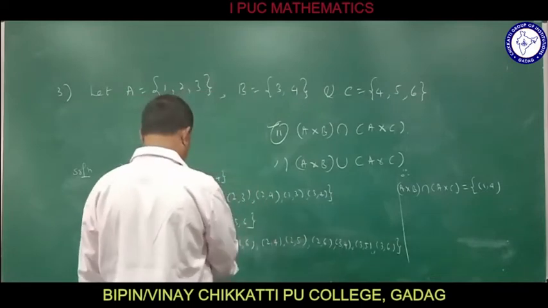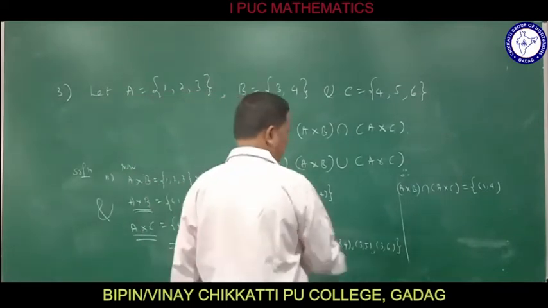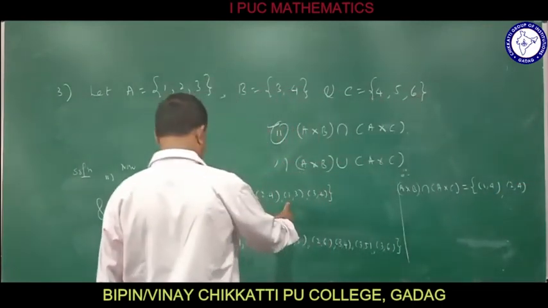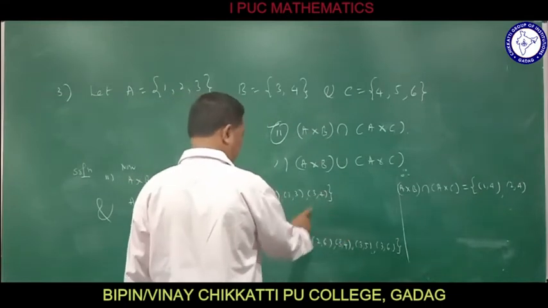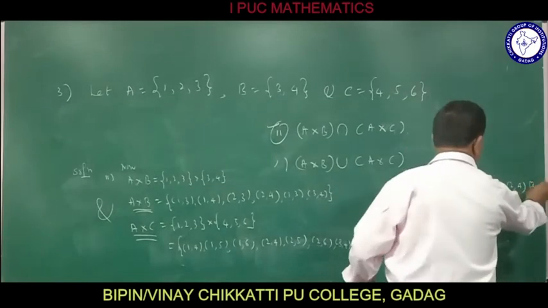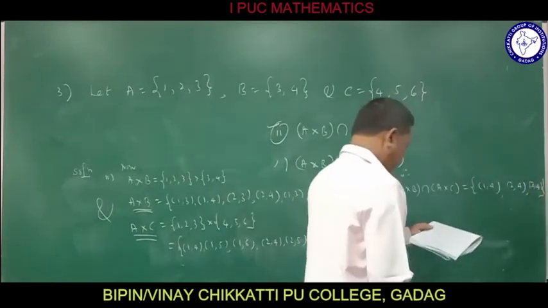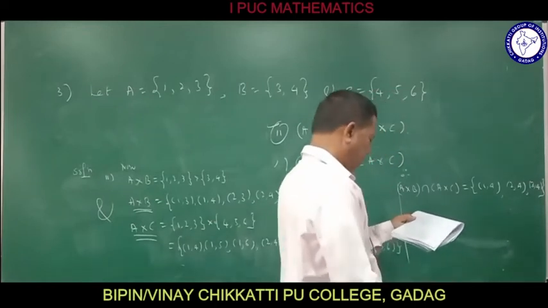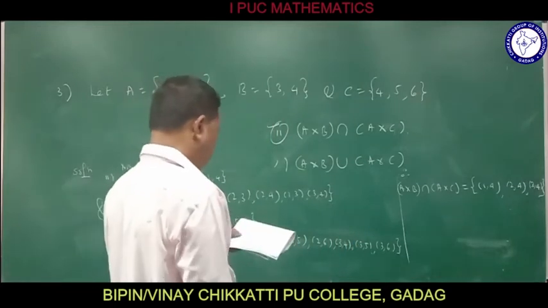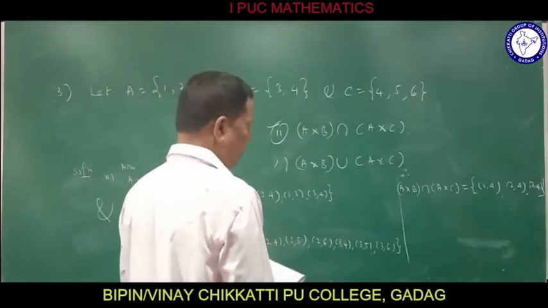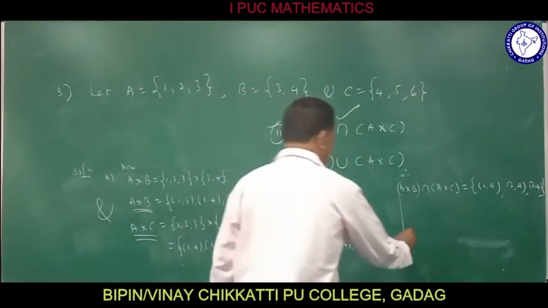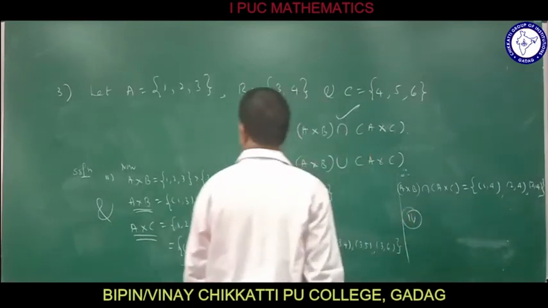No. (2,4) is here. Yes, (2,4) is there. So here (2,4). Next, is (3,3) anywhere here? No. (3,4)? Yes, (3,4) is also there. So how many elements you got in common, that you have to understand here. Accordingly you can proceed. So (1,4), (2,4) and (3,4). This is this part.